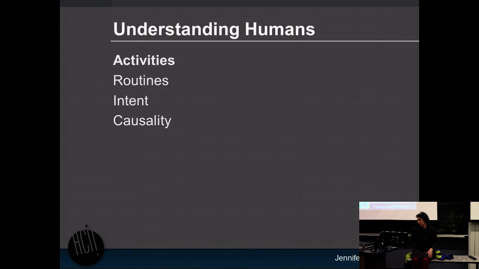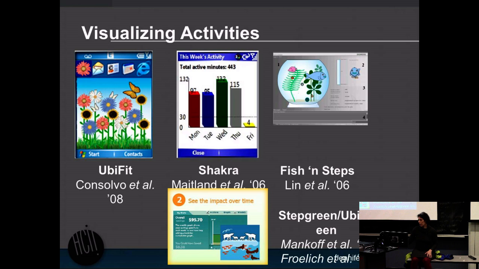So first, activities. Here, I'm not going to go into how you might recognize activity, because that's really where the other parts of this course perhaps come in, and other classes. But I do want to show how visualization of activity might be used, because I'm trying to really bring the material we're talking about back to visualization as often as I can here. So these are examples of systems that all visualize activity at some level. The one with the butterfly on it is called UbiFit.